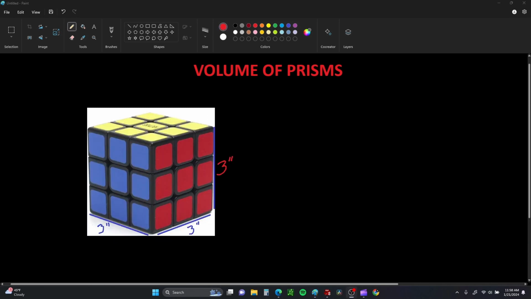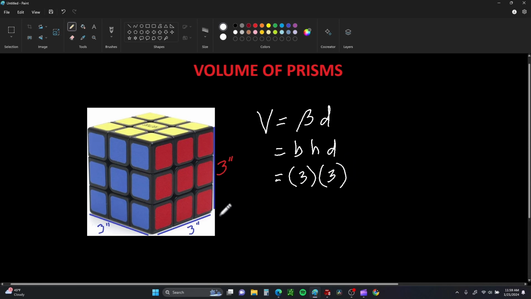Here we have a cube, so when we're doing this, volume equals B times depth. The front face is a square, so it's going to be base times height times depth. And then I'm going to substitute using parentheses. So the base is 3 inches. Height is 3 inches. And the depth, which is the distance between the front and rear face, is also 3 inches.